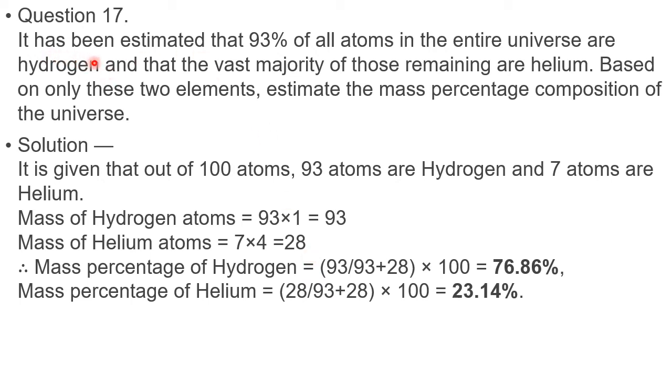It has been estimated that 93% of all atoms in the entire universe are hydrogen, and that the vast majority of those remaining are helium. Based on only these two elements, estimate the mass percentage composition of the universe. Oh, the universe is made up of 93% hydrogen and the remaining helium. Now what he says, mass percentage of what? Universe. Okay, let us take 100 atoms in the universe. Out of 100 atoms, 93 atoms are what? Hydrogen, because percentage is given.